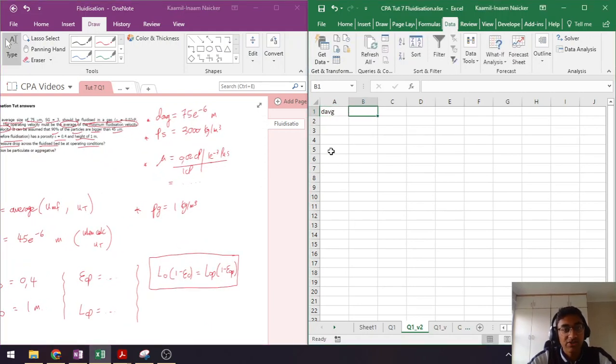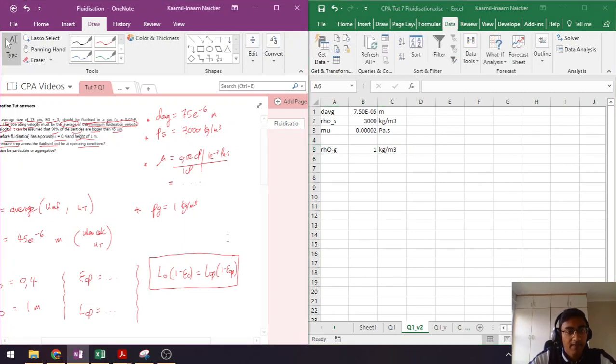We know that the d average is 75 times 10 to the minus 6 meters. Okay, I know that my rho of my solid is 3000 kilograms per cubic meter. I know that my mu is equal to 0.02 multiplied by 1e minus 3 Pascal seconds. I also know that my rho of my gas should equal 1 kg per cubic meter.